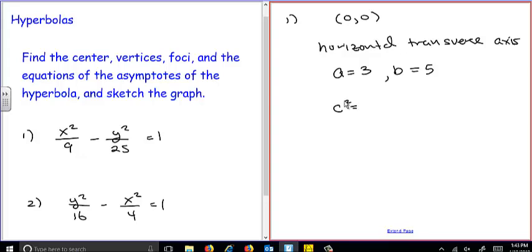We know c squared is equal to a squared plus b squared for hyperbolas. So that's 9 plus 25, which is 34. So c is equal to the square root of 34, which is 5.8. Okay, so let's plot it, and then we'll come back and define all these things that are going on here. But we just need to plot it first.